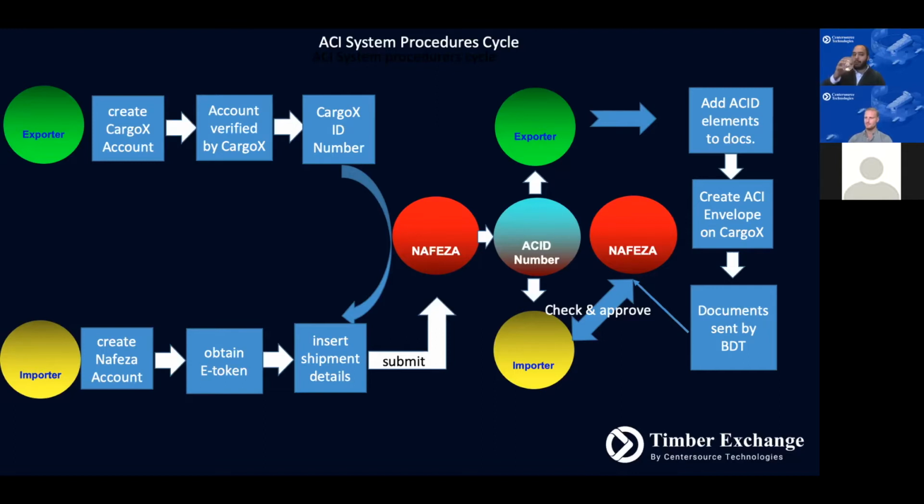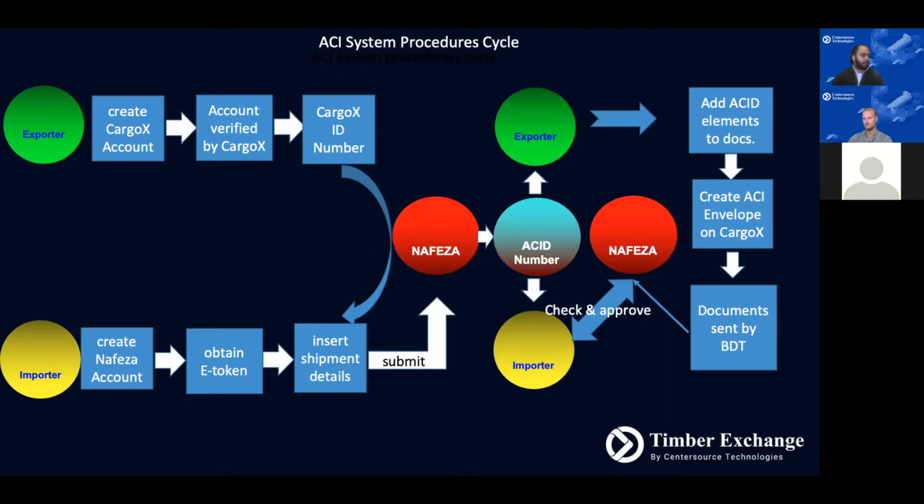Once this part is done, for the exporter to create a verified CargoX account, and the importer creating a NAFISA account and obtaining the electronic token, this part is done once. Once you get it, you will not need to go through it every time. But now you have your CargoX ID number as an exporter, you are required to send it to your importer, so he will need it to insert it with his shipment details.